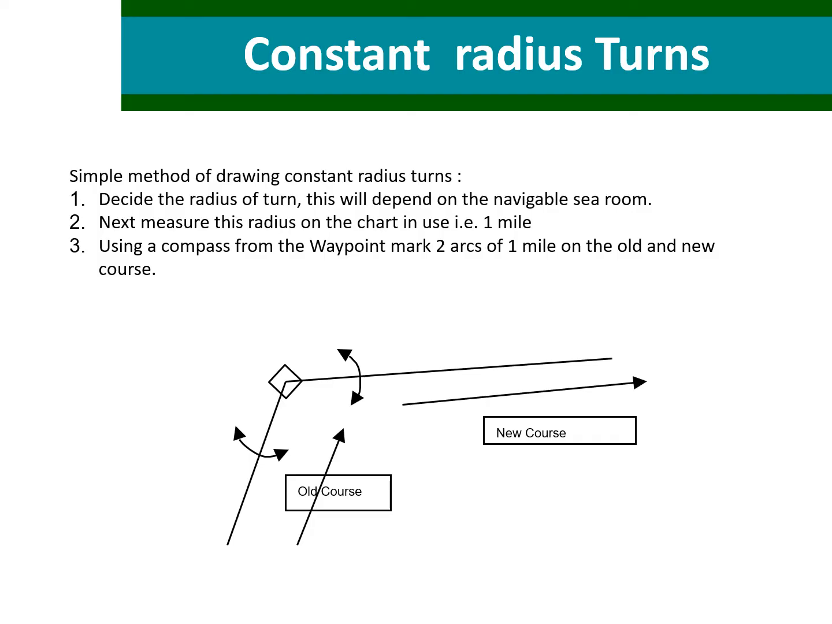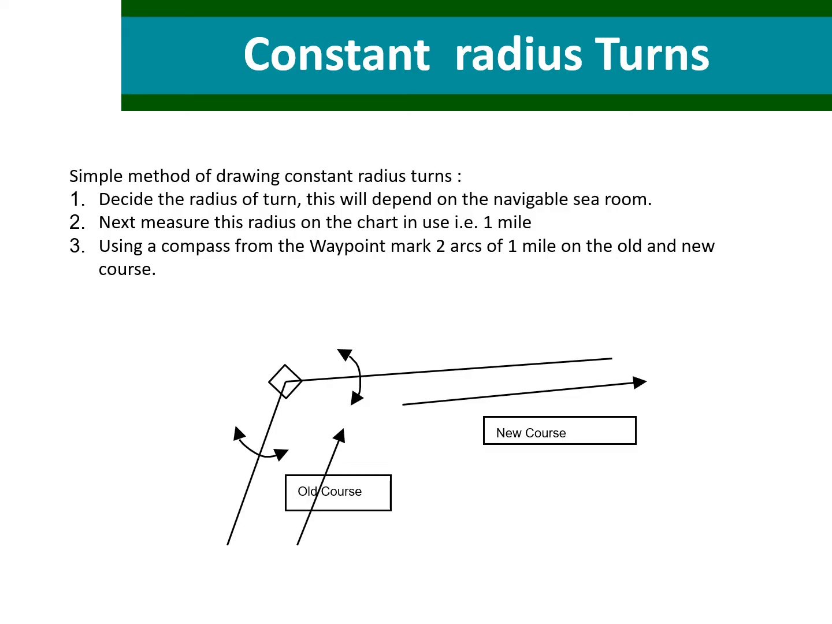You can see this is showing an example of a constant radius turn, which is a simple method of drawing as shown on the screen here. The first step is to decide on the radius of the turn, which will also depend on the navigable water and the formula that I showed you on the previous slide. Once you decide on the radius of the turn, next measure this radius on the chart in use. For example, in the last example it was 1 nautical mile, so you can see that 1 nautical mile of radius is measured on the chart.